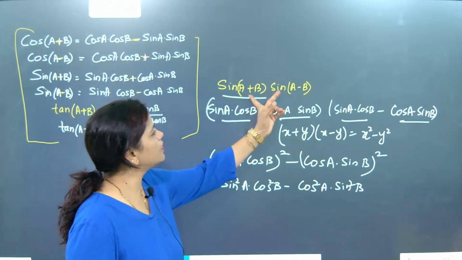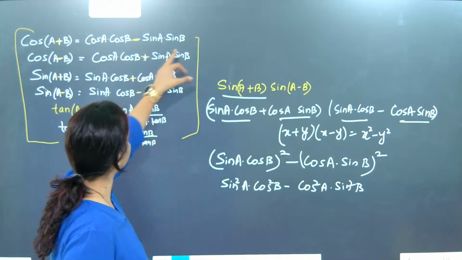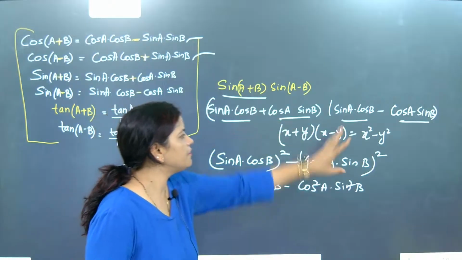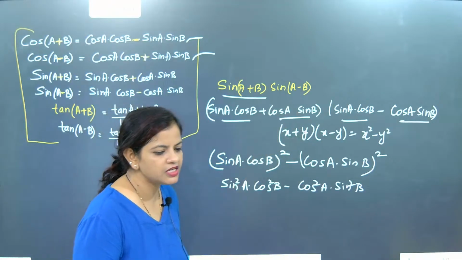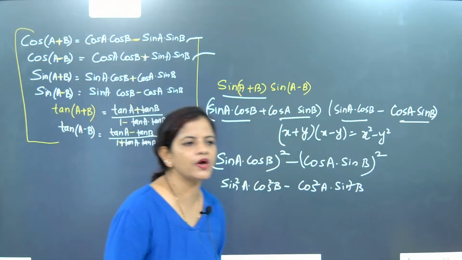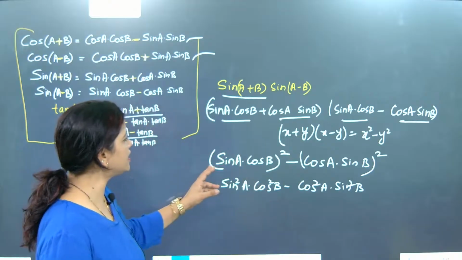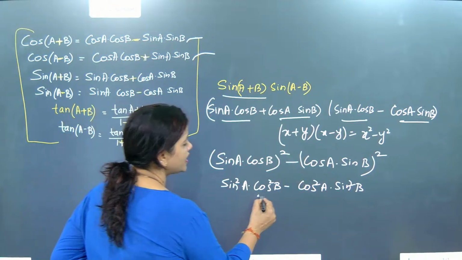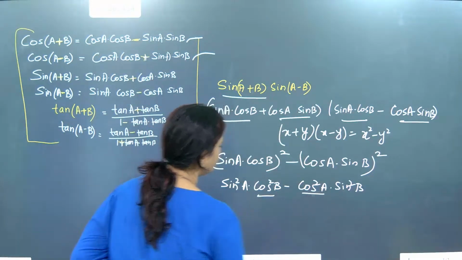So here what we did, we used the first formula and second formula. We did like this, x plus y, x minus y. What it will become? Beta x square minus y square. And after that we wrote like that. Now beta, convert any one trigonometric ratio. I am converting this one.